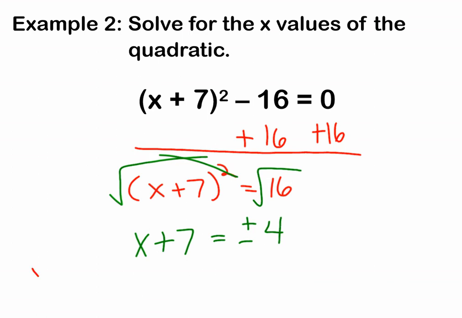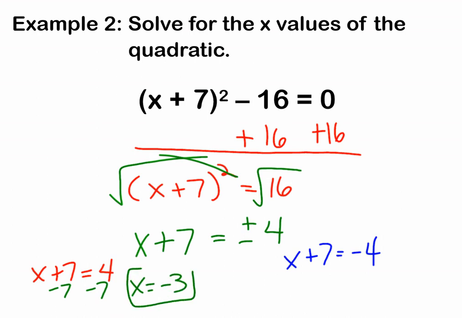Set up two equations. X plus 7 equals positive 4. X plus 7 equals negative 4. I'm going to go ahead and solve both of them by subtracting 7. I get my first x: x equals negative 3. On the second one, I get x equals negative 11. And there's your answer for example 2.